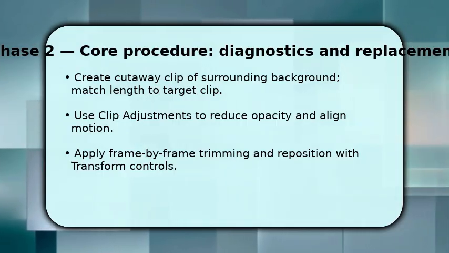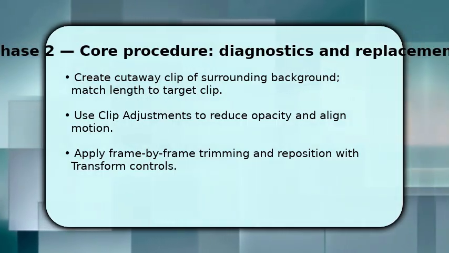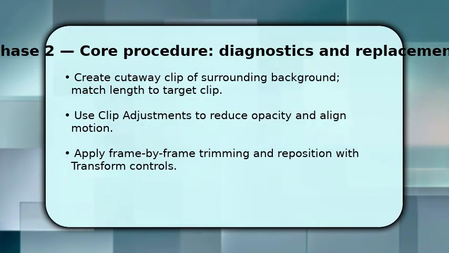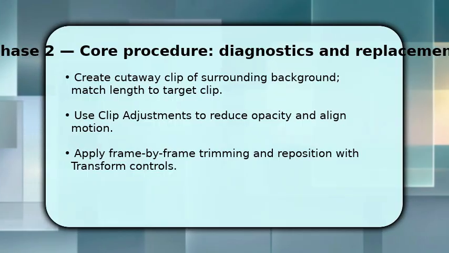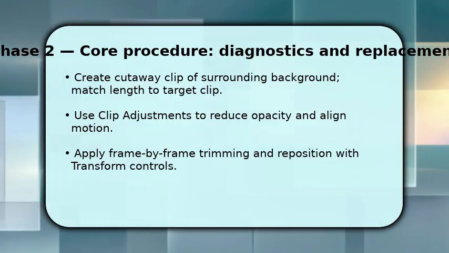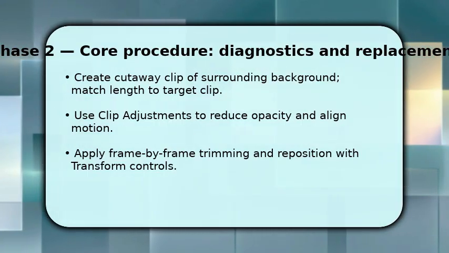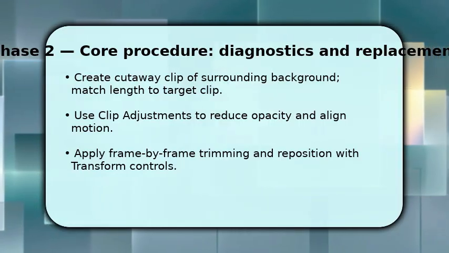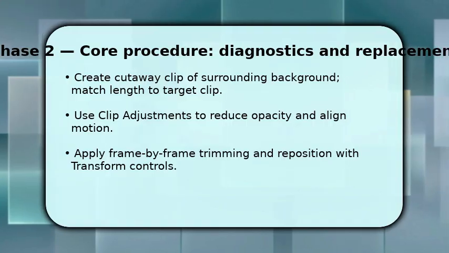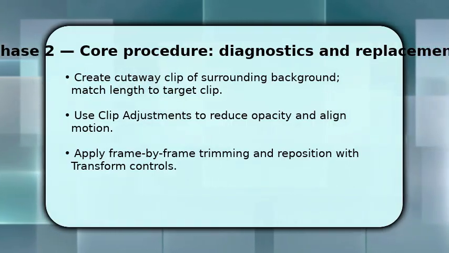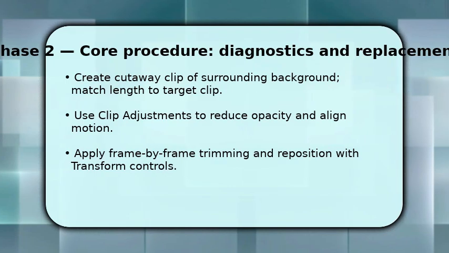First, capture or create a clip of the surrounding background without the object, then place it above your main clip as a cutaway. Reduce cutaway opacity and nudge it into alignment so edges match. This helps you see where to trim. Then use frame-by-frame trimming and the transform controls to reposition the cutaway precisely over the object as it moves. This replaces the object visually while keeping natural motion.